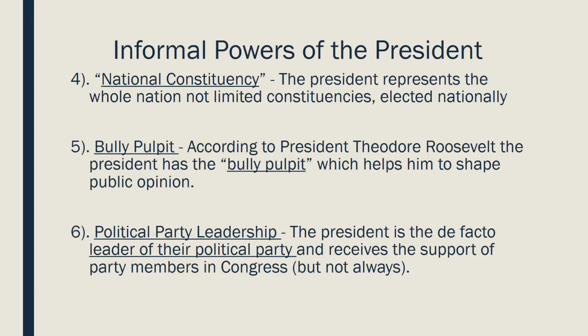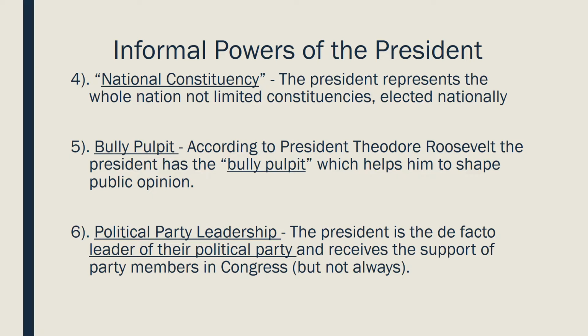Going along with the idea of the national constituency is the idea of the bully pulpit. President Theodore Roosevelt coined this term bully pulpit. This is the idea which refers to the president's ability to sway public opinion, to influence policy based on the amount of attention that the president can receive. The president is nationally elected. They are the single individual that all people can vote for.